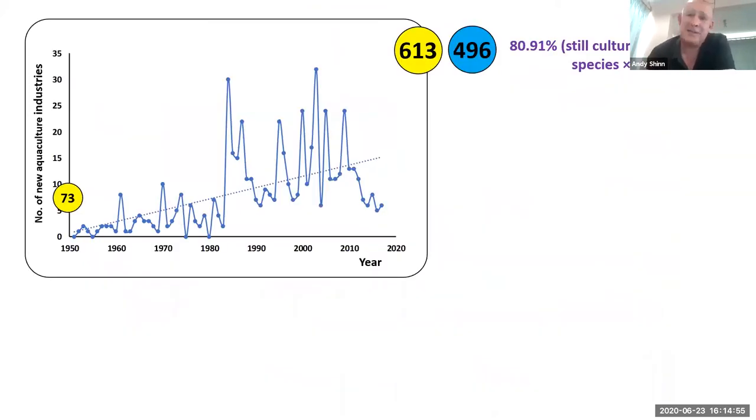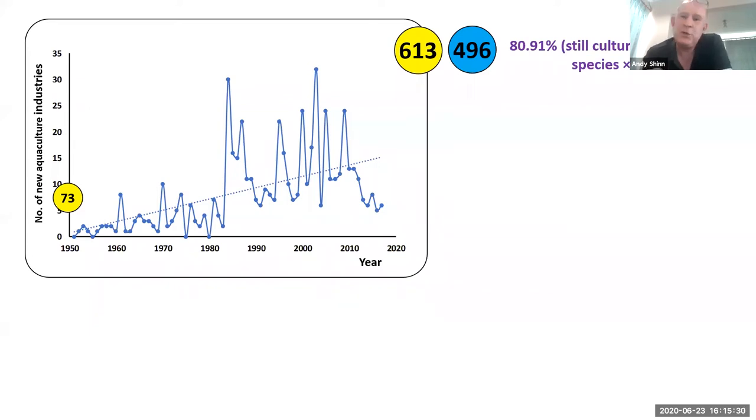Of course, as an aquaculture industry, I think we've been pretty successful. When you look at the figures provided by FAO, it would suggest that over the last 70 years, we've explored the culture of over 600 species of aquatic animal, plant, mollusk or crustacean. And we're still growing around 496 of those species. So at least 80% of the species that we've explored, we're still continuing to grow and derive product from.